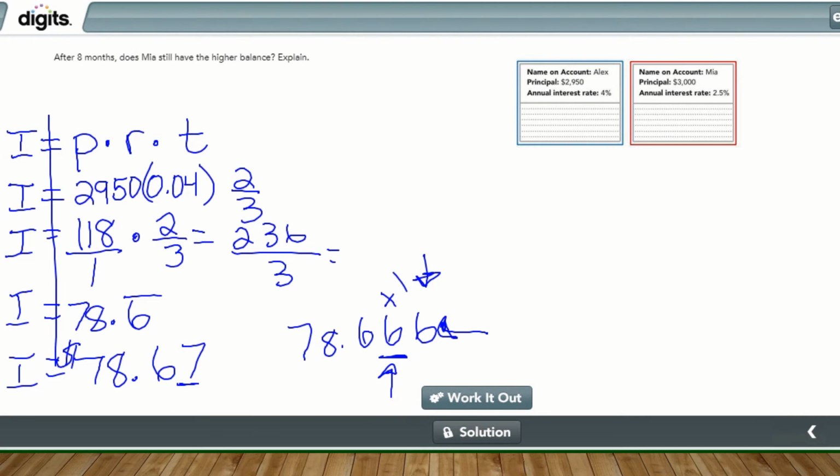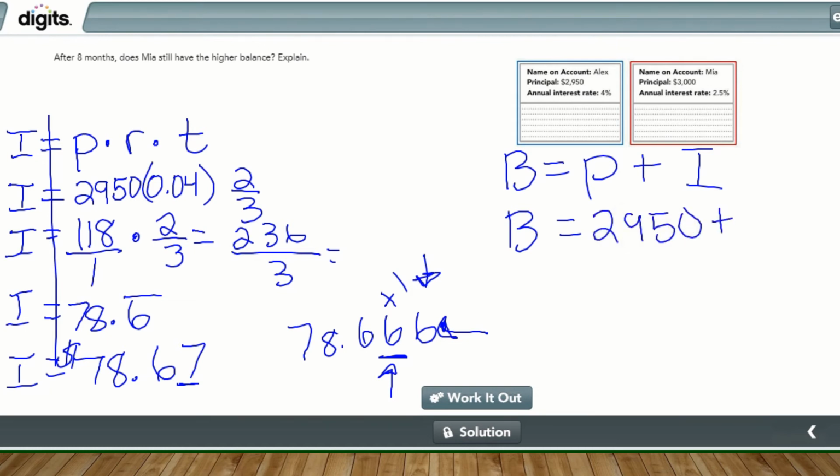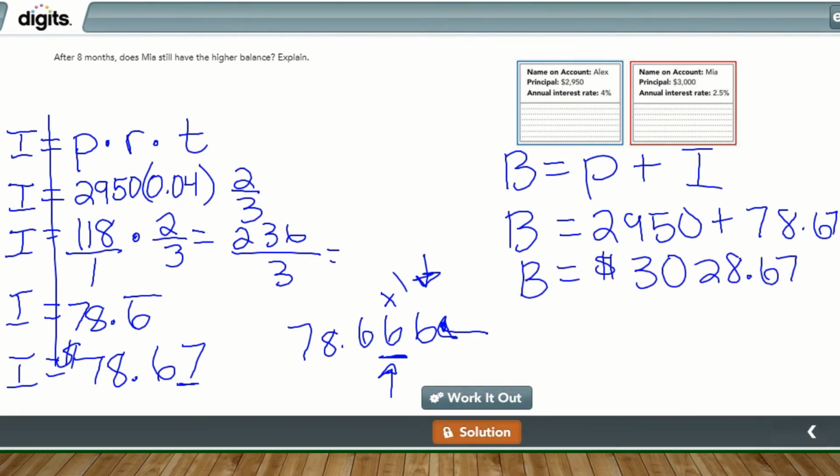Now that's not our final answer. We have to figure out what the balance is. To figure out the balance, remember balance equals the principal plus the interest. So our balance was 2,950 plus the interest of $78.67. Now when we add 2,950 and the $78.67, we get $3,028.67. So that is the balance for Alex at the end of the 8 months.